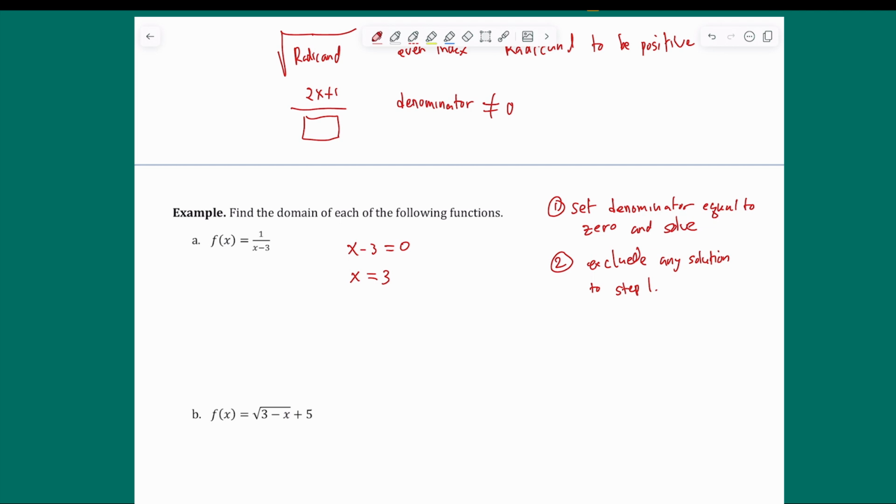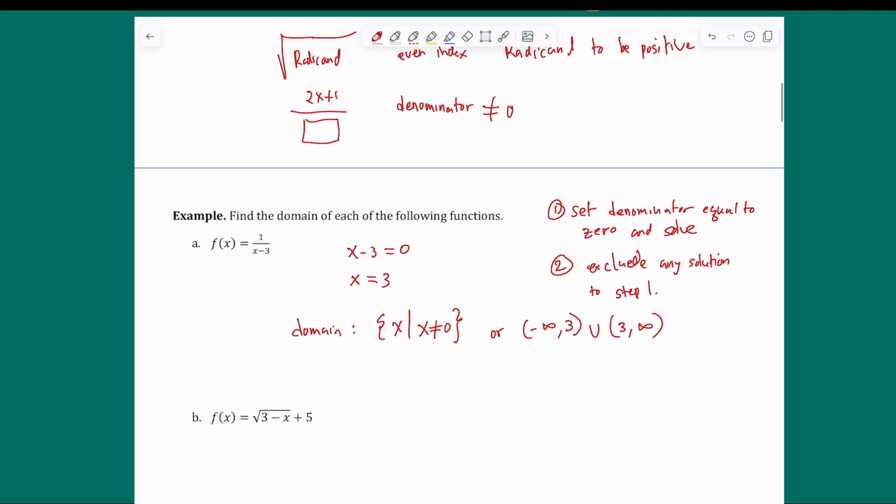So the domain in set builder notation would be the set of x such that x is not 3. Or in interval notation, this is the set of real numbers from negative infinity to positive 3, excluding 3, so we use a closing parenthesis, and then we have the union, open parenthesis, 3 to positive infinity. Okay, so that's the domain for this function.